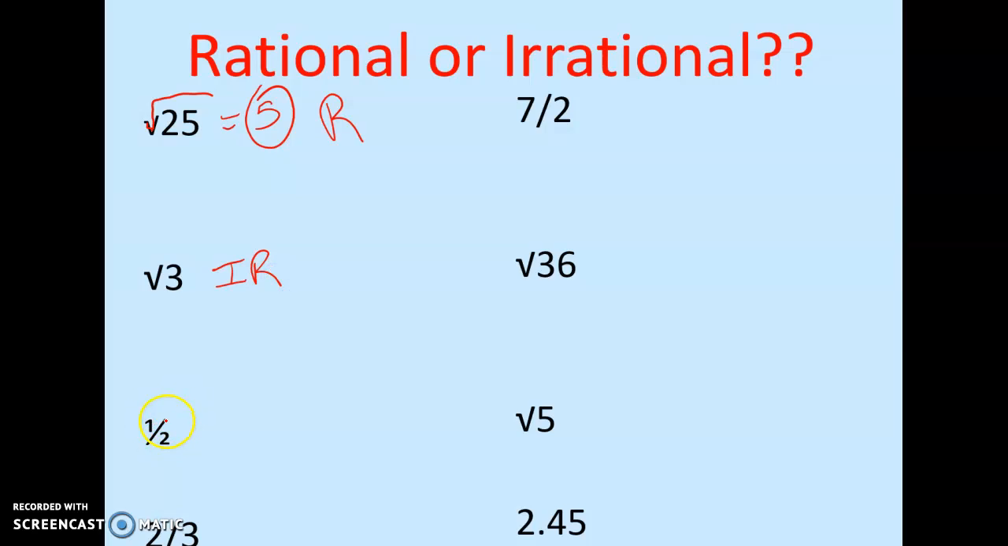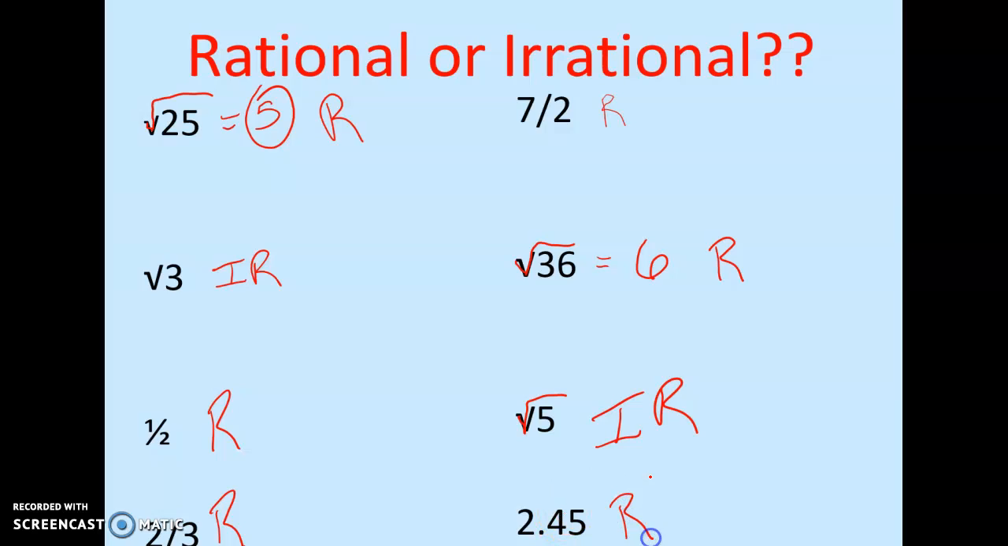Square root? No. Pi symbol? No. Rational. 2/3. Do you see the square root? Do you see the pi symbol? No and no. Pi symbol? No. Square root symbol? No. Rational. Square root of 36. Be careful on this one. Can you simplify? Yes, you can, to 6. Square root symbol? No. Pi symbol? No. Simple. I hope this is easy. Square root of 5. Do you see the pi symbol? No. Square root symbol? Yes. Irrational. Pi symbol? No. Square root symbol? No. And that's it, you guys.